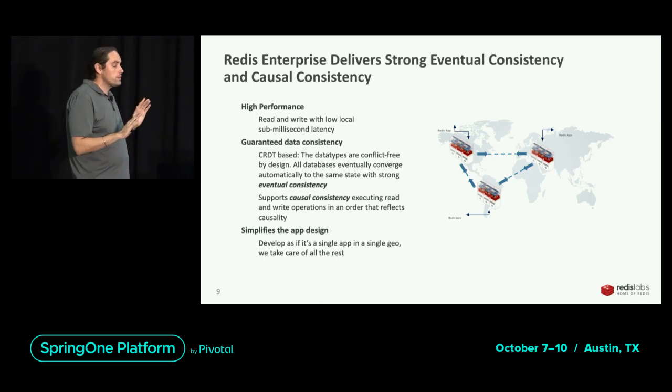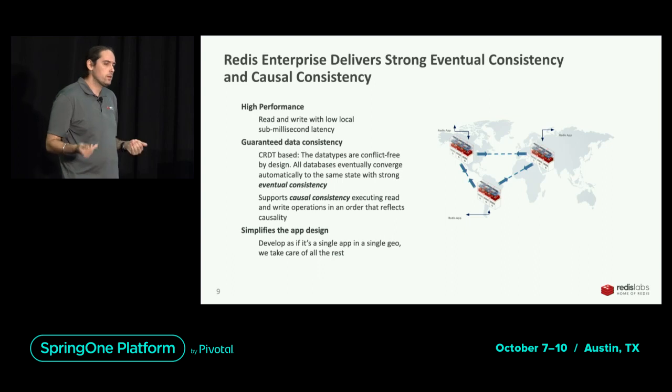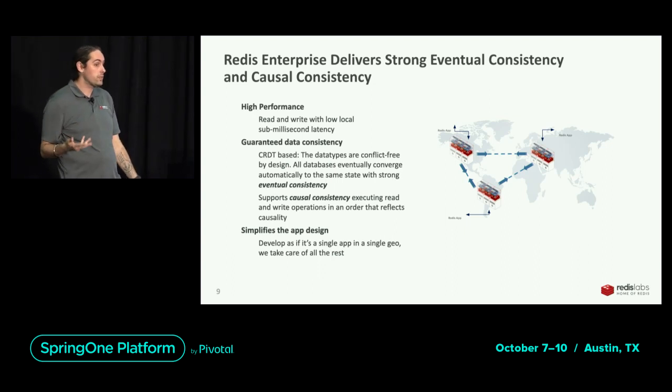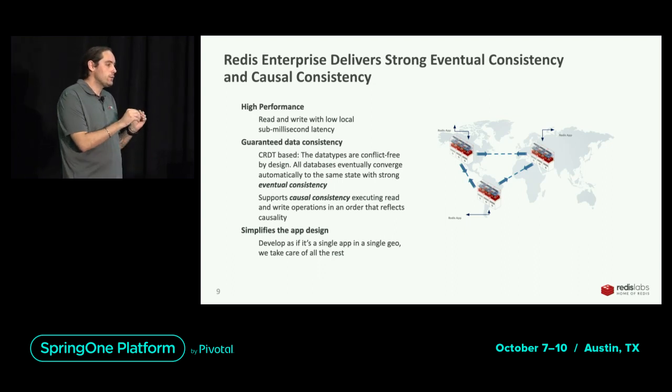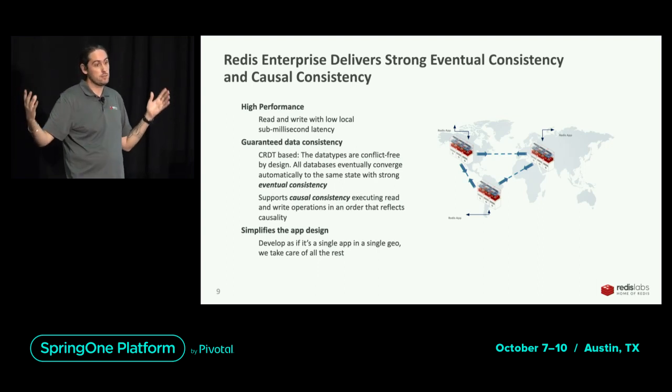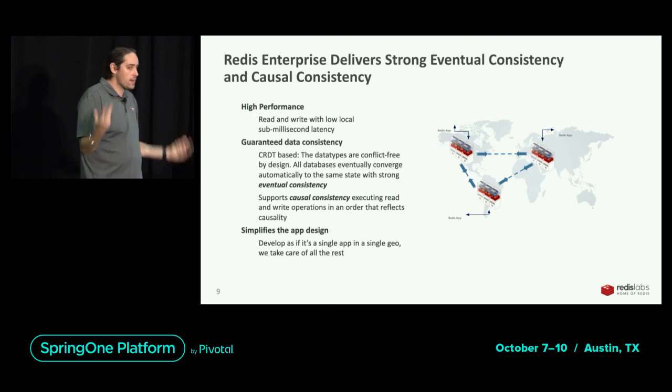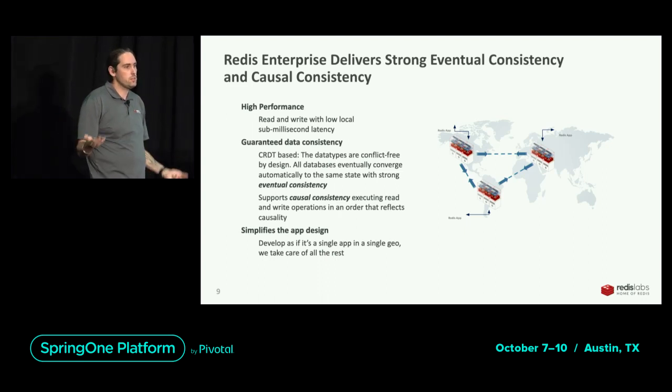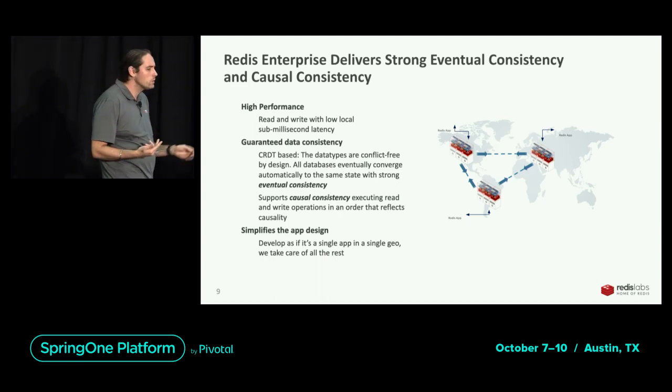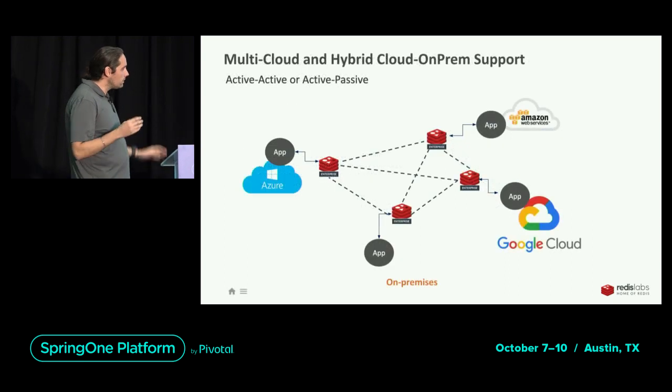But these are the things that we can play with a little bit when it comes to conflict-free replicated data types, because they allow you to have strong consistency locally and a strong eventual consistency globally, which for the vast majority of applications is sufficient, especially if we're talking about something like a session store. So how does that work?